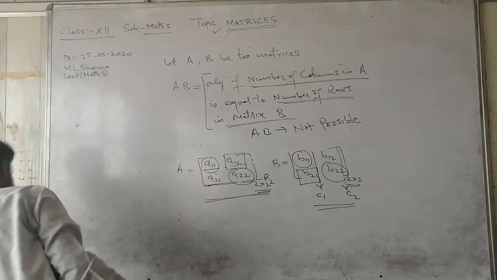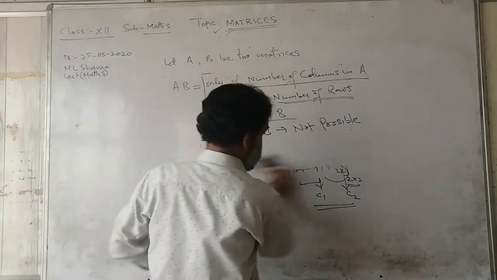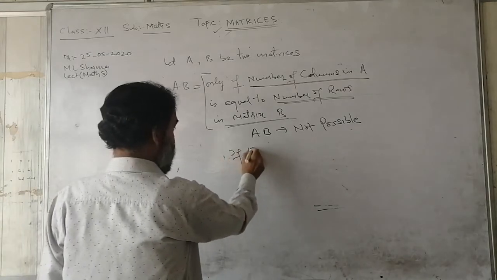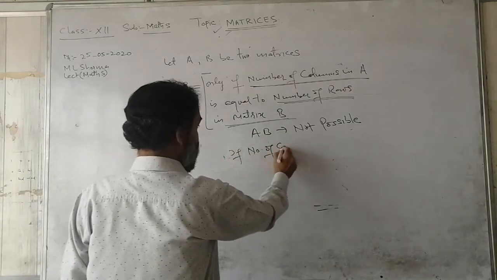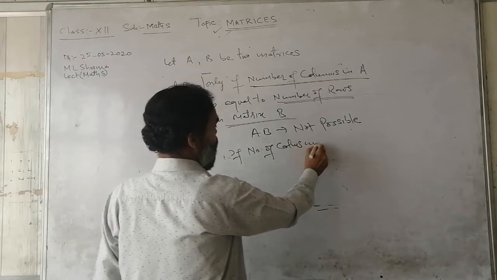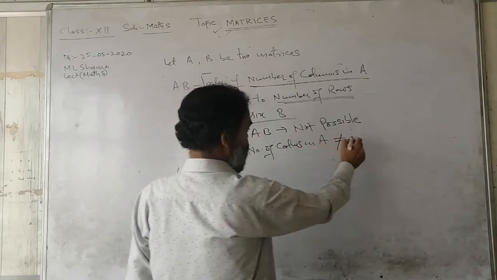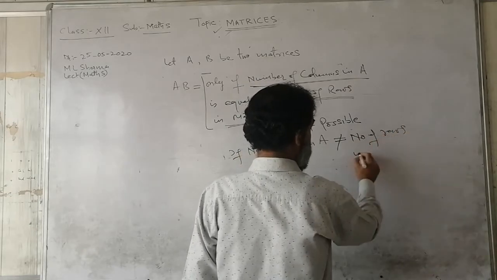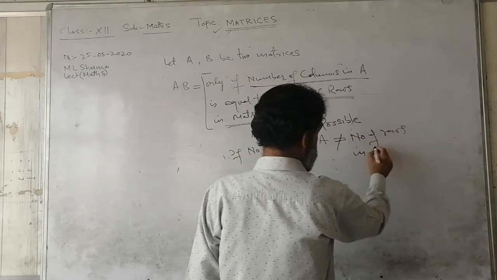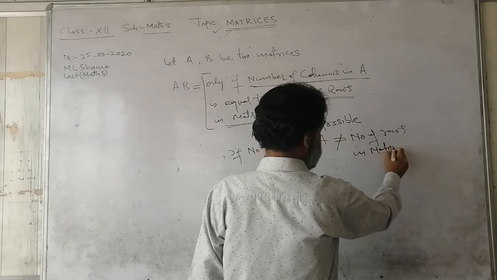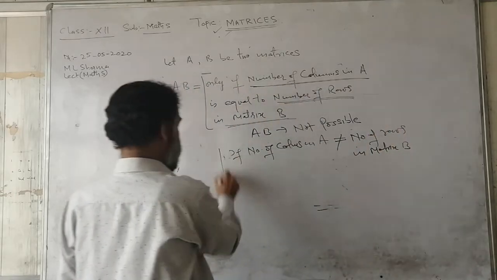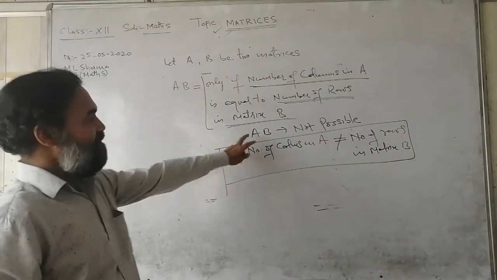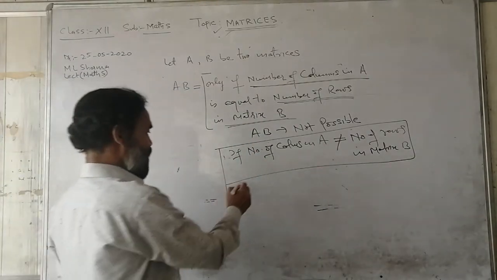And in this case, if the number of columns in A is not equal to the number of rows in matrix B, so this is the condition. If this is the condition, AB is not possible or AB is not defined.